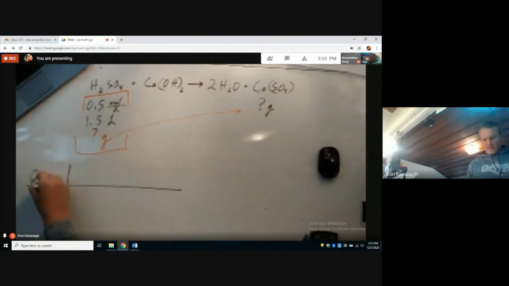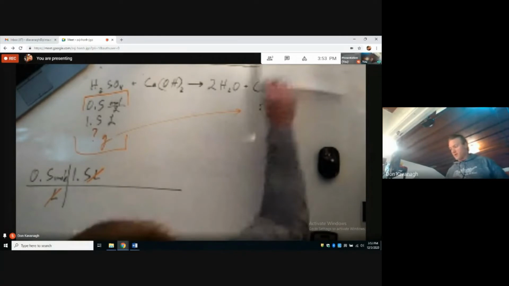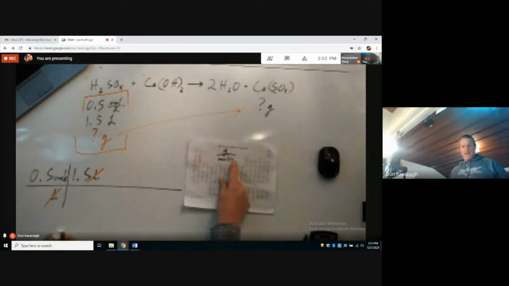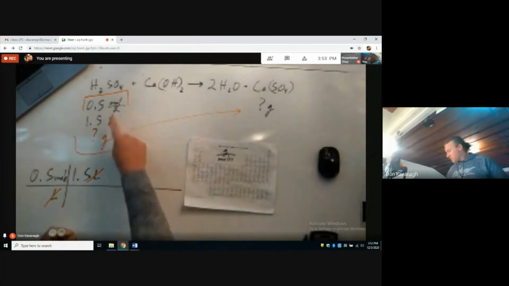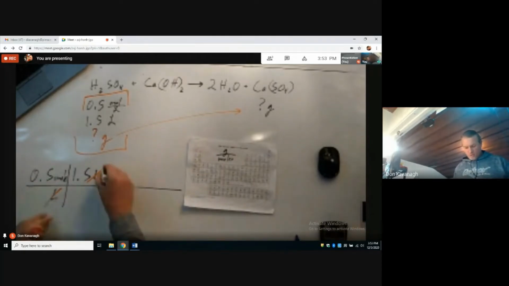So I have 0.5 moles over liters, and I have 1.5 liters. That makes liters cancel out. Now I have moles left, but I still don't see grams showing up. I need grams in the numerator. There is a unit that contains both grams and moles in the same place 100% of the time, and that is the molecular weight found on the periodic table, grams divided by moles. So let's add that up for sulfuric acid: 98 grams per mole. I want to make moles cancel out.